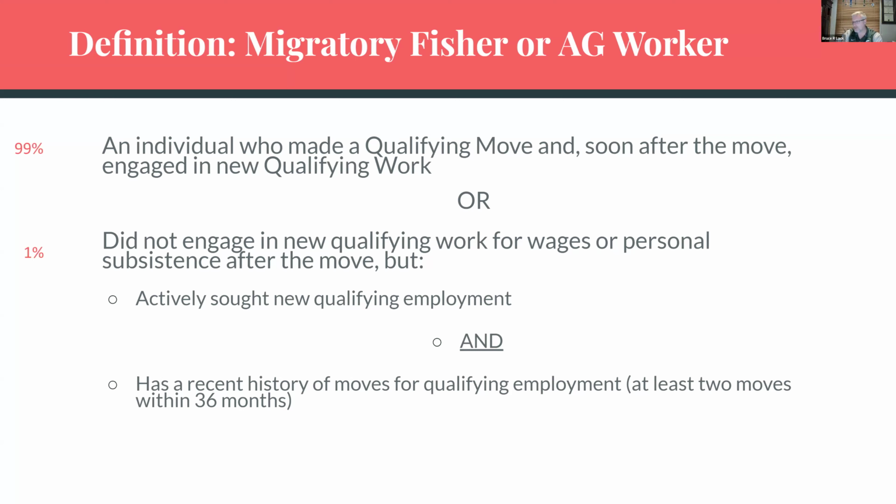Sometimes the worker, which is very rare in Michigan, it may be more common in other places, will come to Michigan and not find work or not engage. And that's okay. They can still be established as a migratory worker based on the first option, anytime in the last 36 months, or if they came here seeking work and they have a history of moves in the past 36 months that result in work, at least 2, then we would consider that individual a migratory agricultural worker or a migratory fisher.